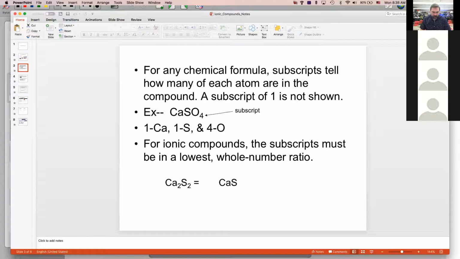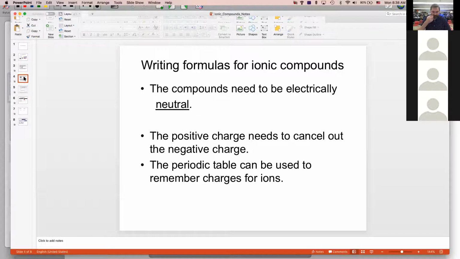So for instance, if you end up writing a formula for CaS, which would be calcium sulfide, and you find that it looks like it's Ca2S2, for ionic compounds are always written as the lowest ratio. What I mean by that is because 2 and 2 are both divisible by 2, the ratio of calcium to sulfur is 1:1, or just CaS. You'll see what I mean by that in just a couple minutes.